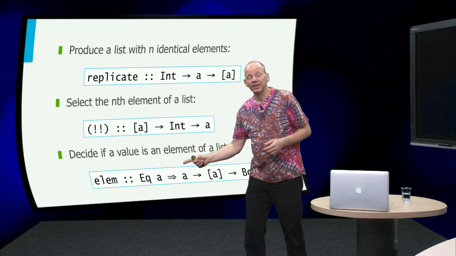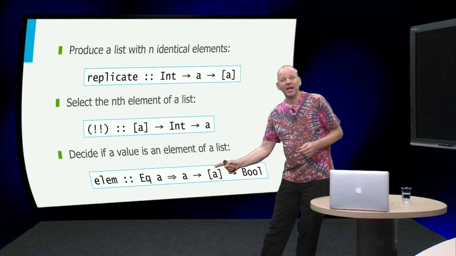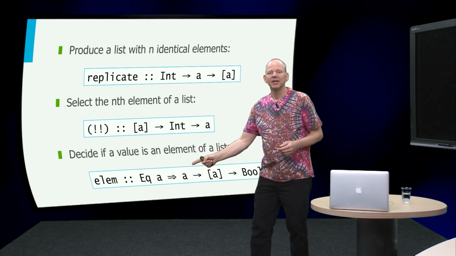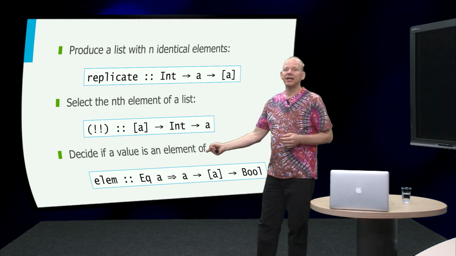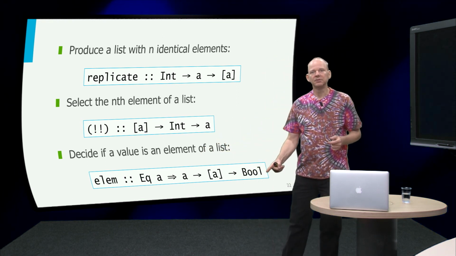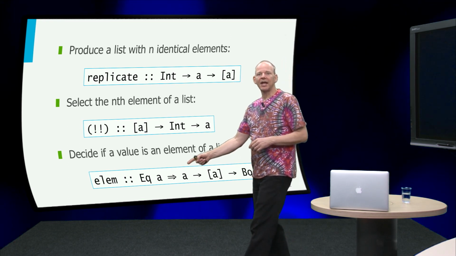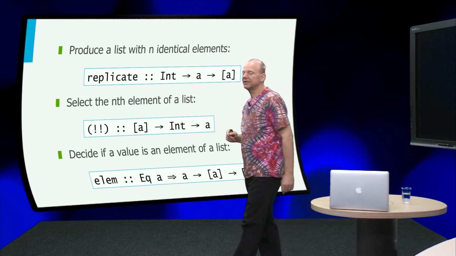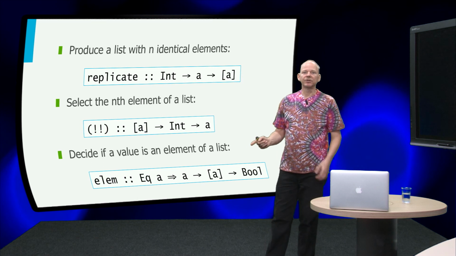If we're looking for an element a in the list x cons xs, well, we have to check whether the head of the list is equal to the value that we're looking for. If that's the case, we return true. If that's not the case, then we just search for that element in the tail of the list. And eventually the tail of the list will be empty, so we will hit the base case and we're done.